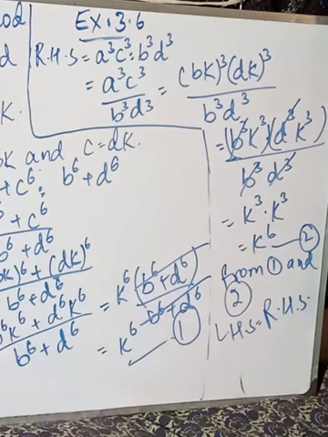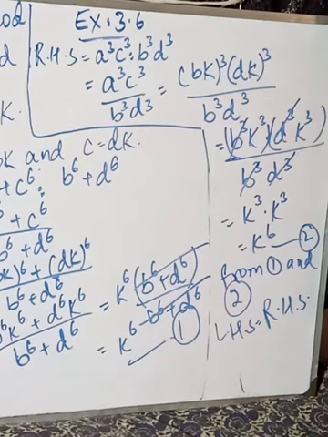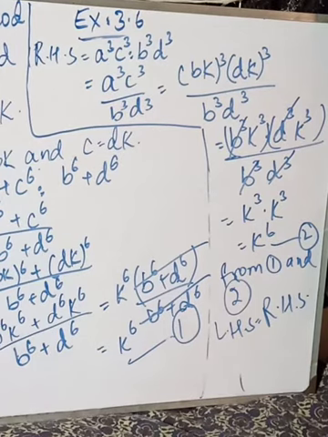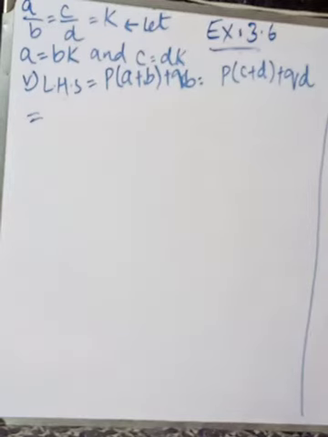Alright, so coming up here with the part number 5, part number 6, part number 7, they all are on the same pattern. Okay ji, coming up here with the part number 5. In the part number 5 we have a over b is equal to c over d. The ratio is given to us, so we have a is equal to bk and c is equal to dk.